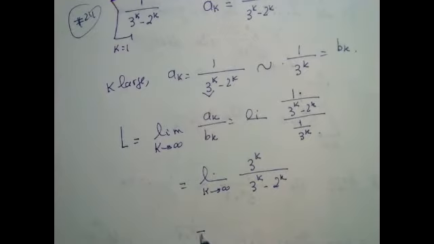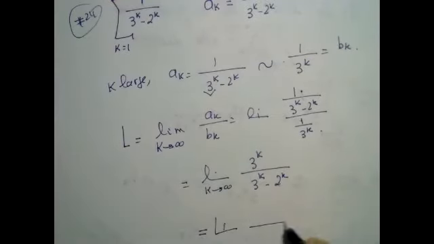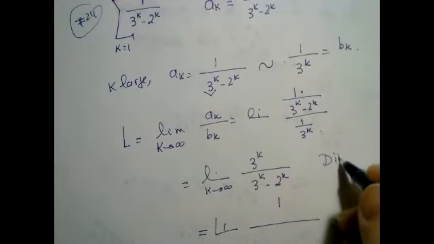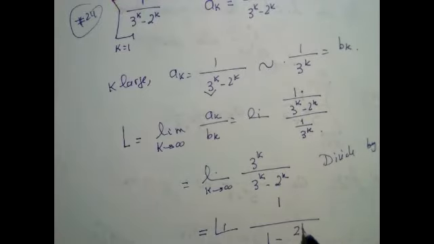So what is the good way to find this limit? Back to you. Divide everything by 3 to the k. Exactly, divide everything by 3 to the k, the dominant term. So we're going to do that because it will give me 1 divided by 1 minus 2 to the k over 3 to the k.